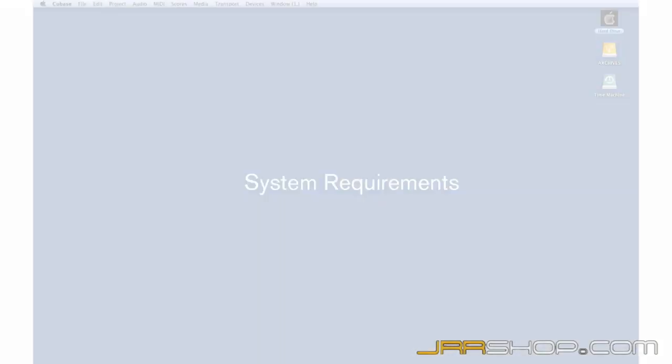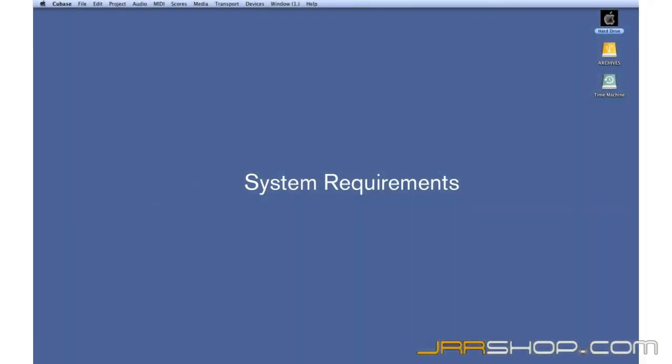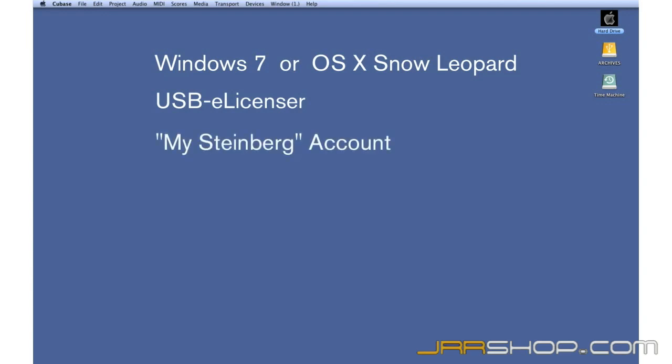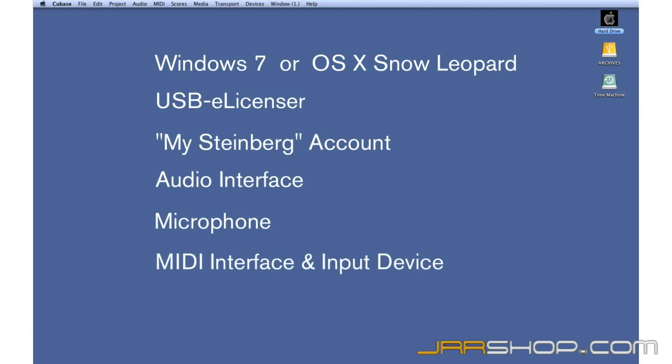Let's start with the basic requirements you'll need for these video tutorials. Please also refer to the minimum system requirements of Cubase 6, which you can find printed on the Cubase 6 box. At a minimum, you'll need a PC running Windows 7 or a Mac running OS X 10.6 Snow Leopard, a USB e-licenser. You'll also need a My Steinberg account, which you will create during the registration process, an audio interface and a microphone, a MIDI interface and a MIDI input device, speakers, an amplifier, and headphones.